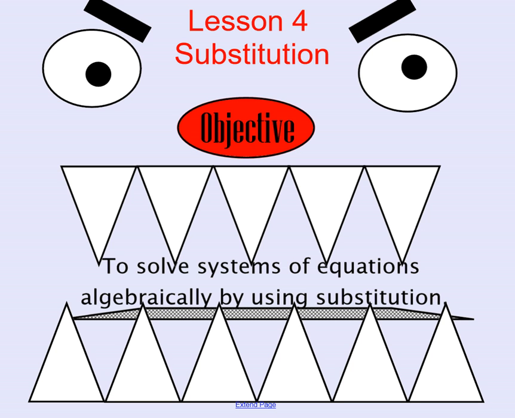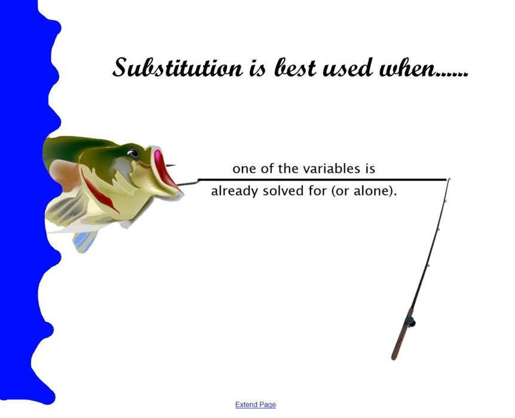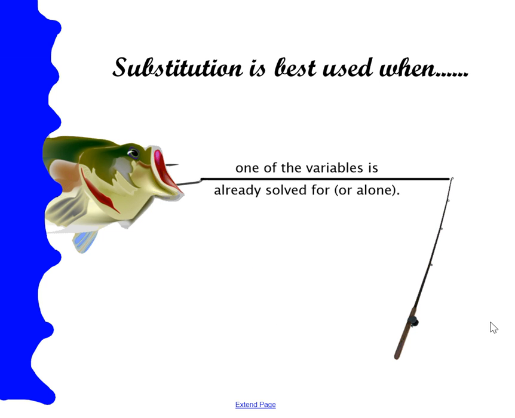Today we're going to be talking about substitution. Our objective for today is to solve systems of equations algebraically by using substitution. Substitution is best used when one of your variables is already solved for, or alone.